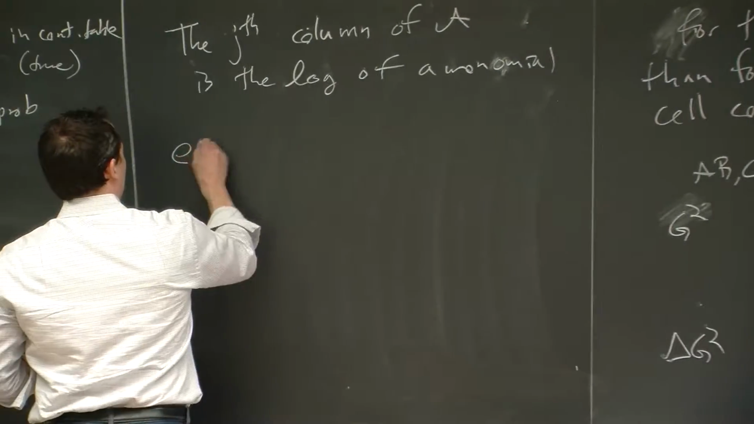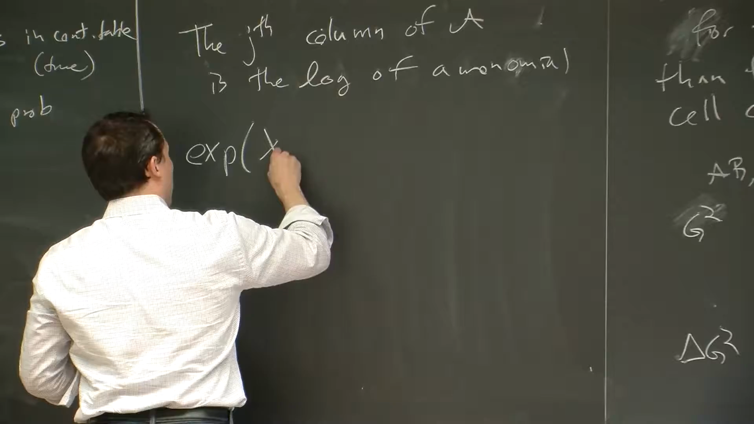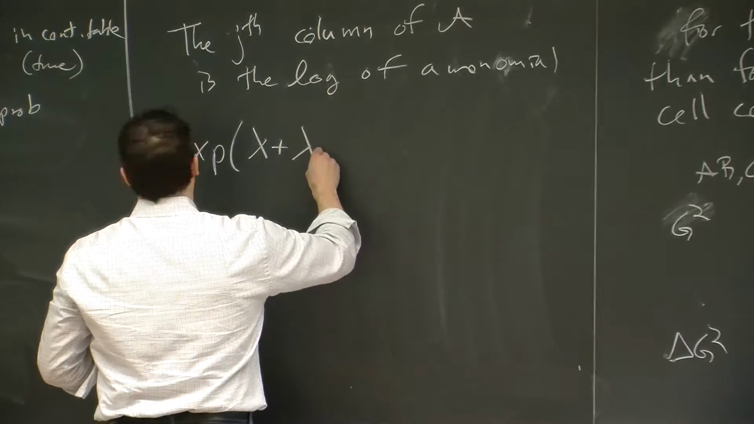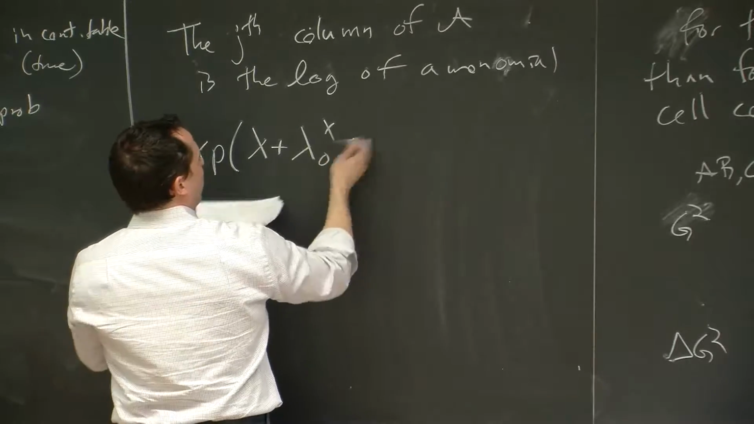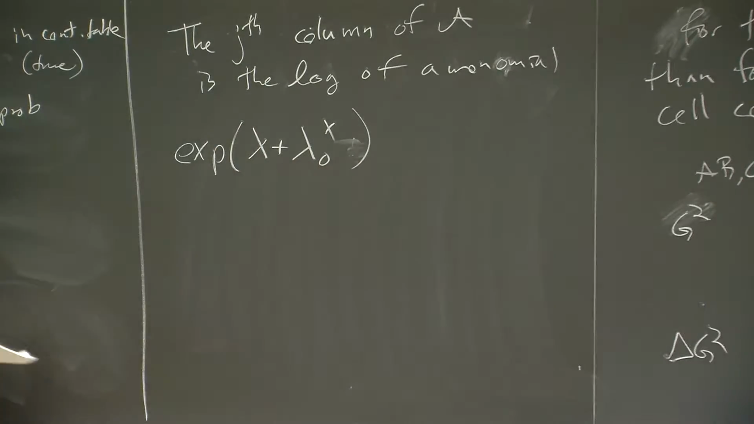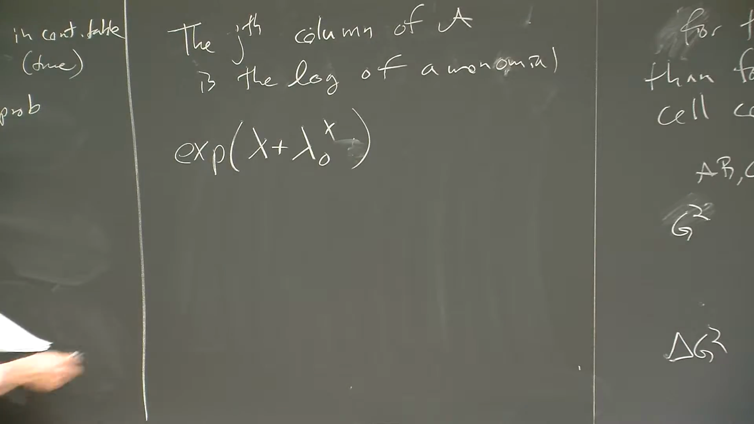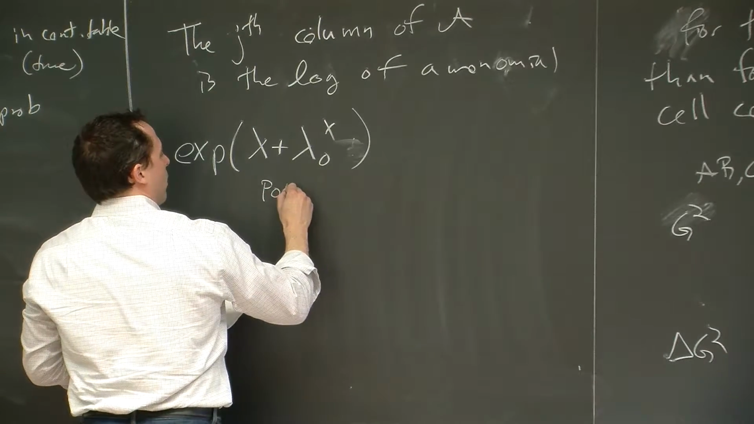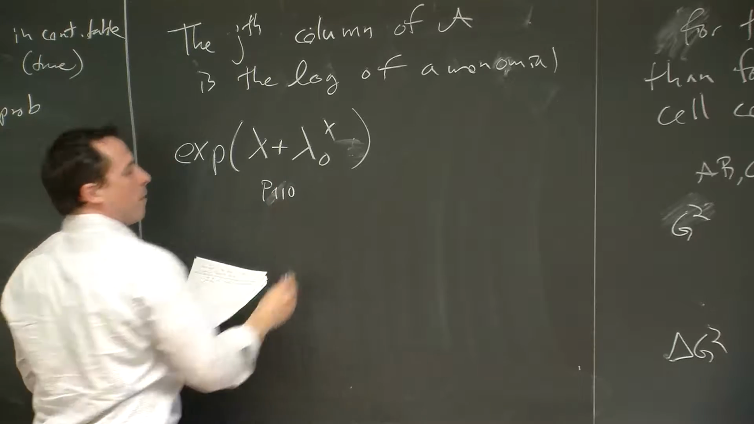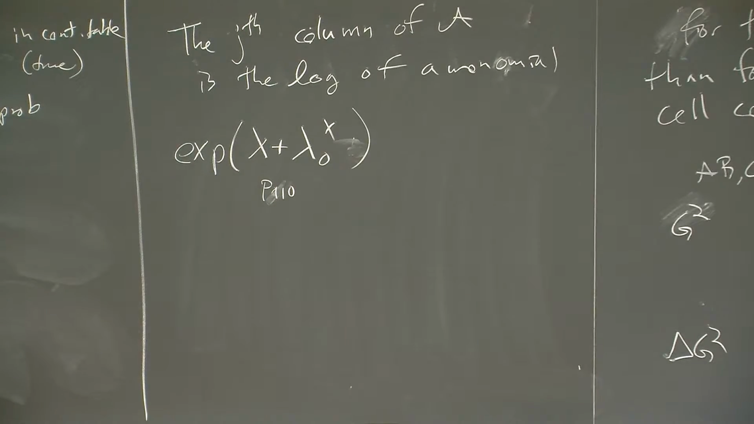So in other words, what are these things? This is exp of lambda plus lambda 0x, if there was a 0 in the first place. And maybe if there are no more zeros, then it's just main effects. It might be that, right? So that might be the one that corresponds to P 0, P1, 1, 0, right? If I have only main effects and no interaction terms.